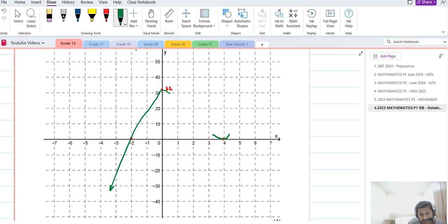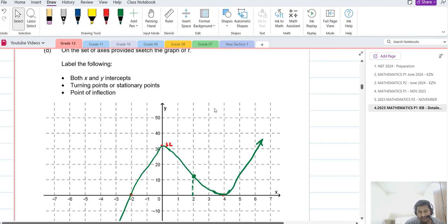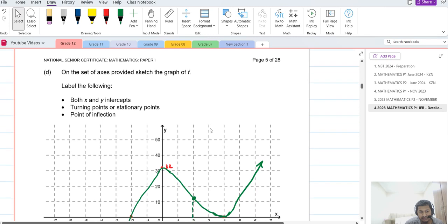Try to smoothen out the curve. Inflection point is somewhere in between here. Inflection point is going to be at 2, because 4 plus 0 divided by 2 gives 2, so the inflection point is there, at 2. And what's the inflection point? Taking the double derivative, let's get the point of inflection.